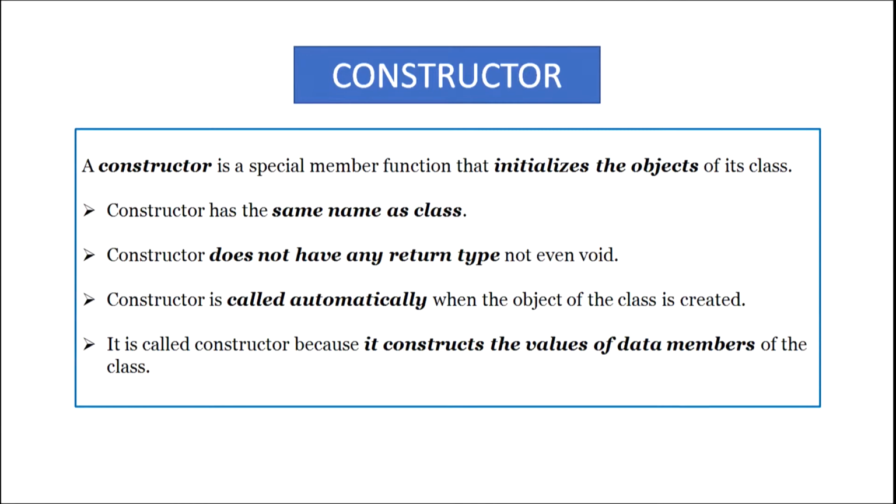Constructor. A constructor is a special member function that initializes the objects of its class. Some of the features of constructor are: constructor has the same name as that of the class, it does not have any return type, not even void, it is called automatically when the object of the class is created, and it is called constructor because it constructs the values of data members of the class.